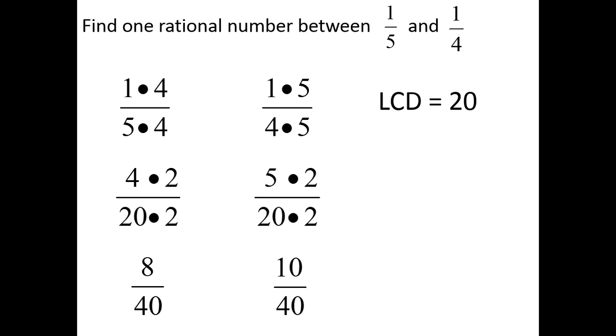Now remember, all we did all the way down here was to write fractions that were equivalent to our original fractions. So we started with 1/5 and 1/4. Then we had 4/20ths and 5/20ths, and now we have 8/40ths and 10/40ths. And in between those two is the fraction 9/40ths. It's not the only fraction in between 1/5 and 1/4. It's just one that was rather convenient to find.